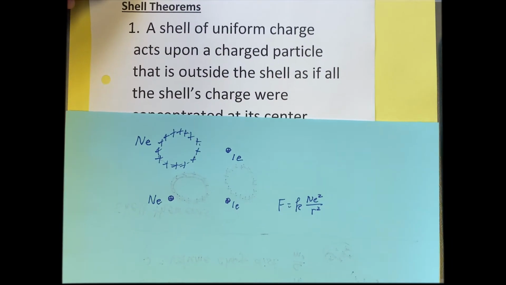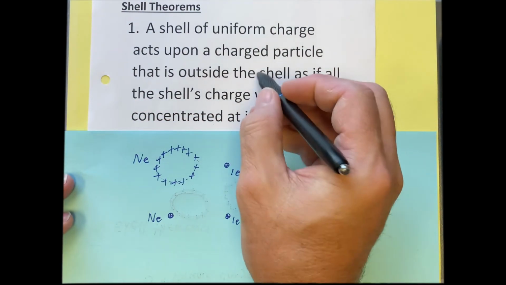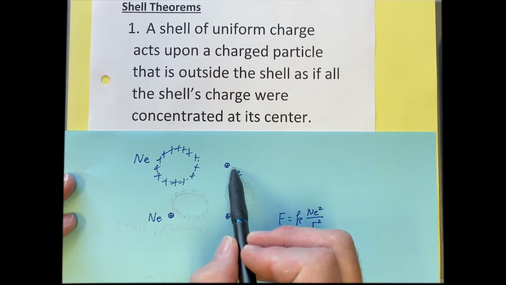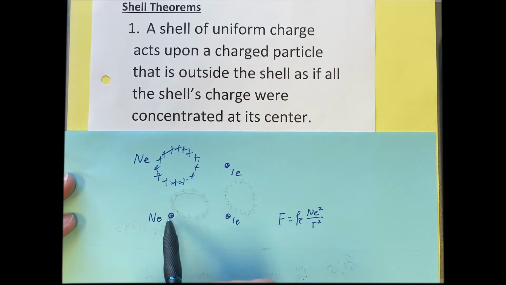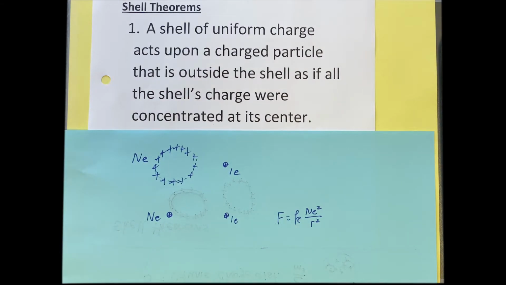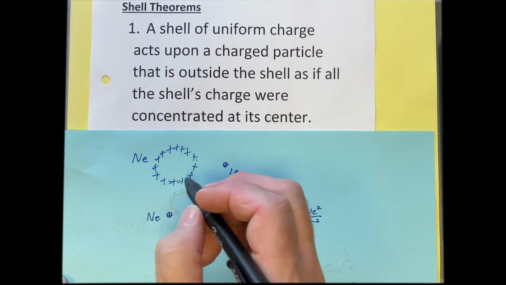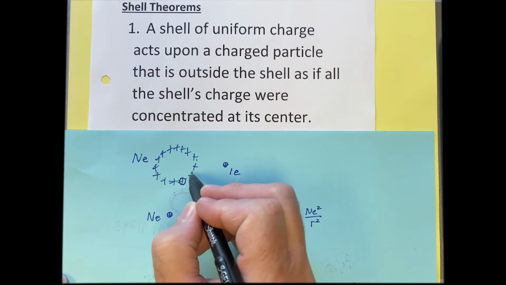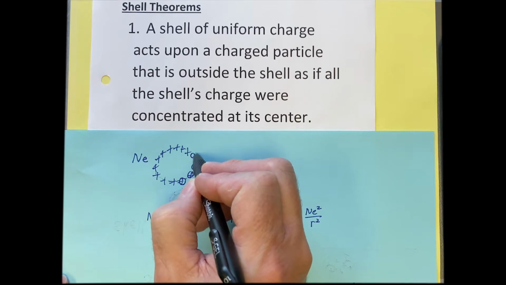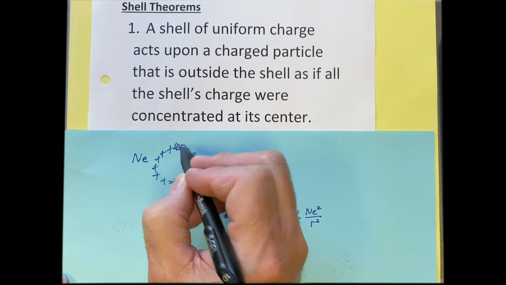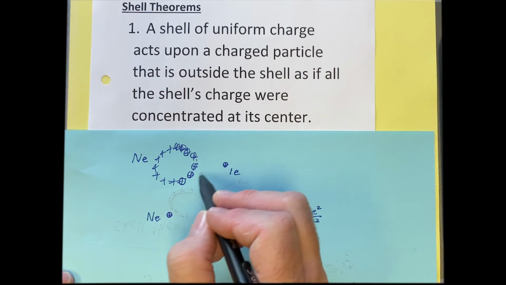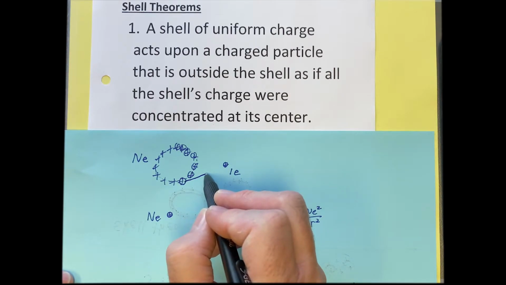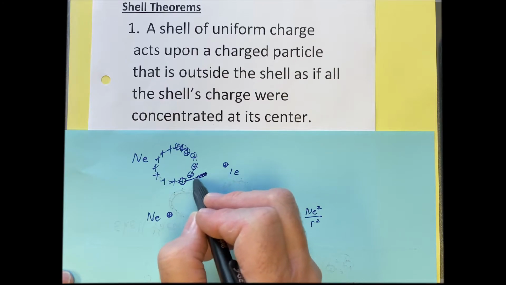It says that a shell of uniform charge acts upon a charged particle that is outside the shell as if all the shell's charge were concentrated right at its center, right there. Now, you'll think, why does that happen? Okay, well, if you were to think of this as just a bunch of point charges arranged in the shell, and you were to work that problem one at a time, let's say that's going to be, oops, I shouldn't have drawn it that way.